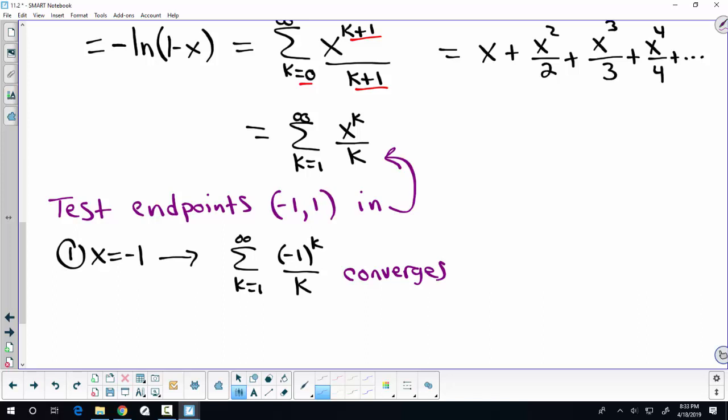So why did you choose that? Just to clean this up, instead of having x to the k plus 1 over k plus 1 starting at 0, it's x to the k over k. The summand is just a little bit cleaner now.